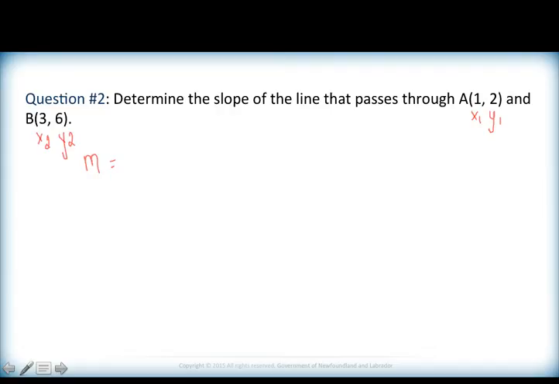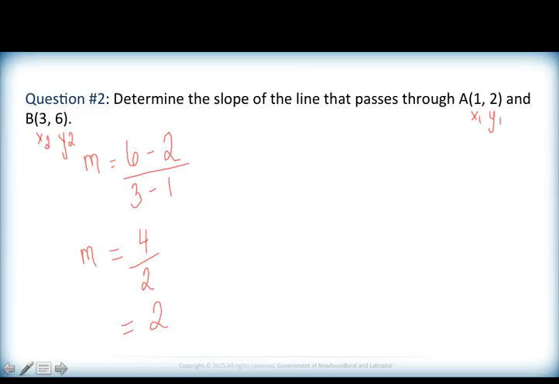So slope equals y2 subtract y1, so it's 6 subtract 2, and then x2 subtract x1, which is 3 subtract 1. So our slope, 6 subtract 2, is going to give us 4. 3 subtract 1 is 2. Again, we don't want to leave that as our answer. We want to write it in the simplest form. 4 divided by 2 will be equal to 2.